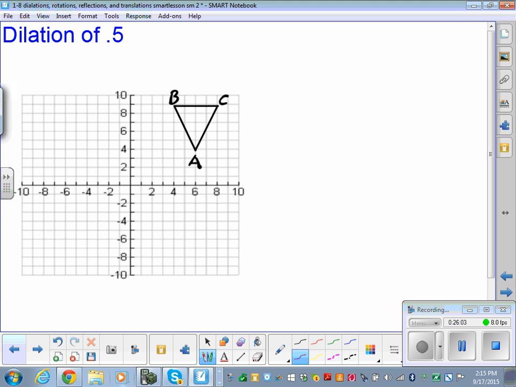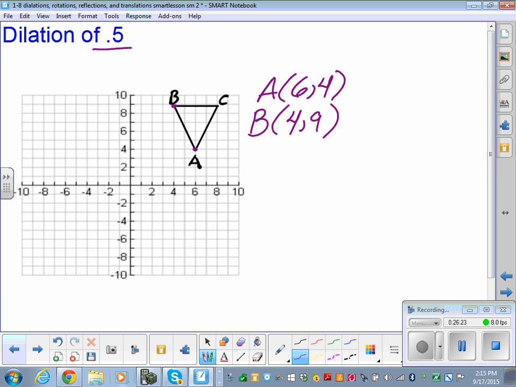So quickly, let's go ahead and dilate this by 0.5. So really quick, A is at what point? 6, 4. B is at 4, 9. And C is at 8, 9. Okay, so now once again we're dilating by 0.5 this time.